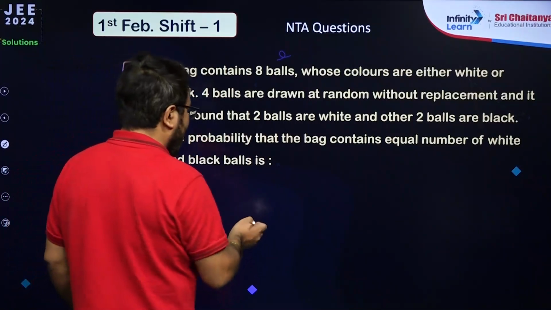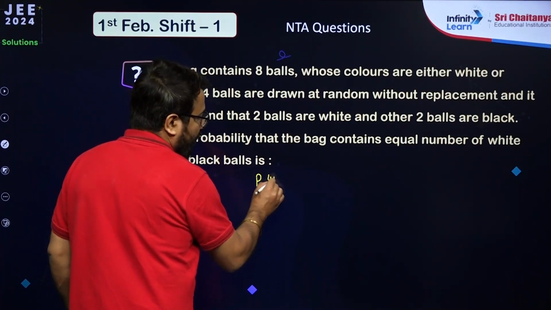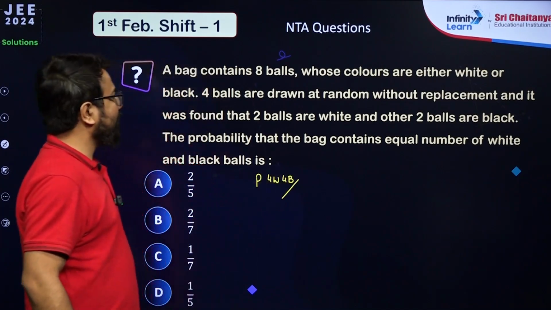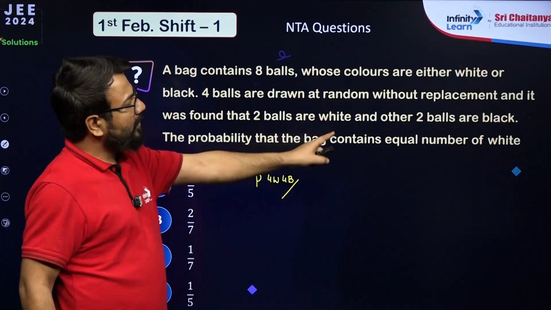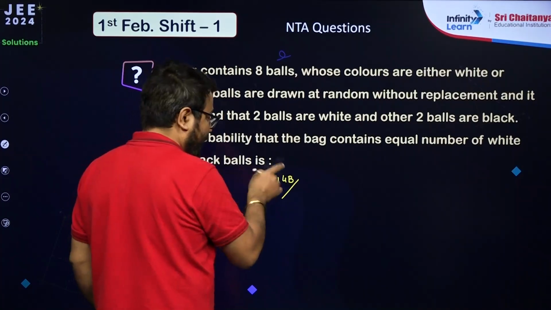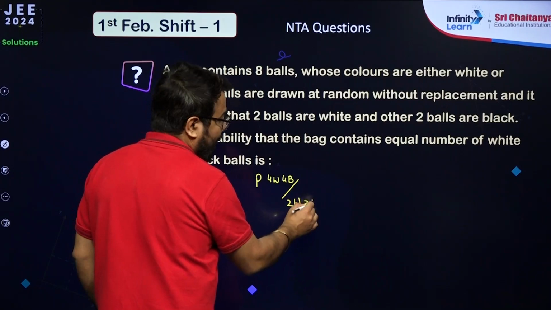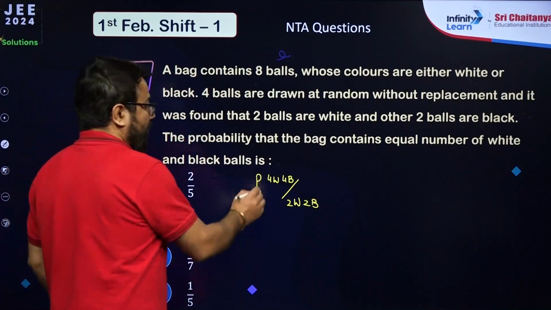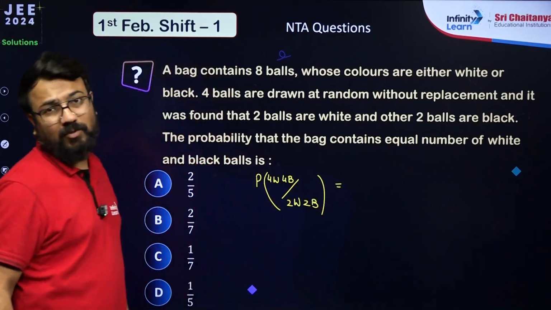So the question says we need to determine the probability of 4 white, 4 black, and what is being given here? It was found that 2 balls are white and 2 other balls are black from the drawn balls. So 4 white, 4 black given that 2 white and 2 black are drawn from the set of 8 balls. This probability they are asking for. So what I'll do, I'll use the Bayes theorem over here.